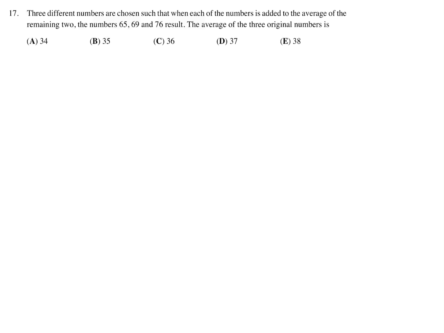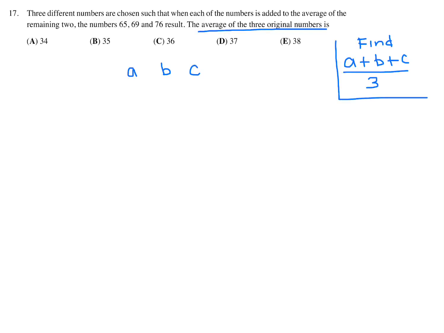3 different numbers are chosen such that when each of the numbers is added to the average of the remaining 2, the numbers 65, 69, and 76 result. The average of the 3 original numbers is. So I'll let the numbers be A, B, and C. What do they want us to figure out? The average of these original numbers. So that would be A plus B plus C over 3. So this is what they want us to find. Okay, we'll keep that in mind.